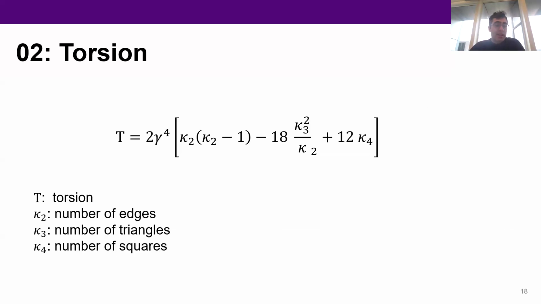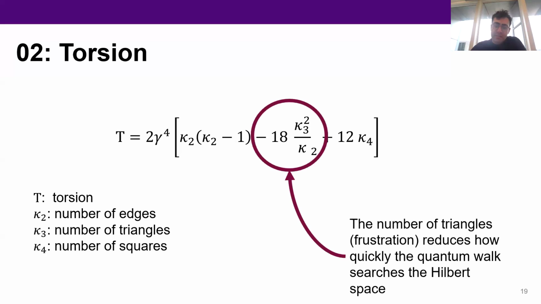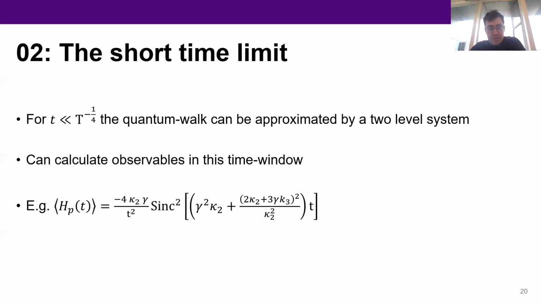We can calculate it analytically. It's pretty straightforward, and we see that it depends on the number of edges, triangles, and squares in the underlying max cut graph. Even from here, we can start gaining some insight. The number of triangles, which we might associate with frustration in our max cut problem, reduces how quickly the quantum walk searches the Hilbert space. Now using the torsion, we can set a timescale. For t less than 1/4 of the torsion, our quantum walk can be approximated by a two-level system.